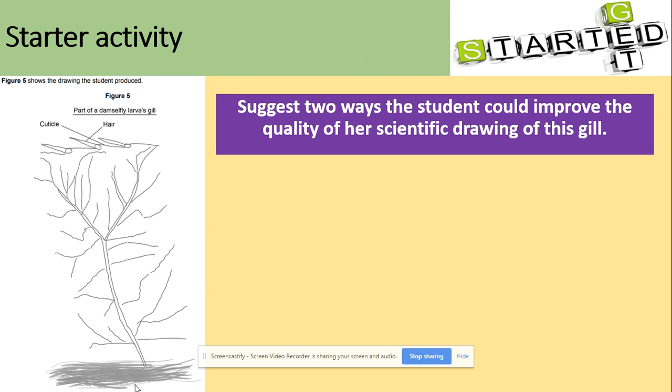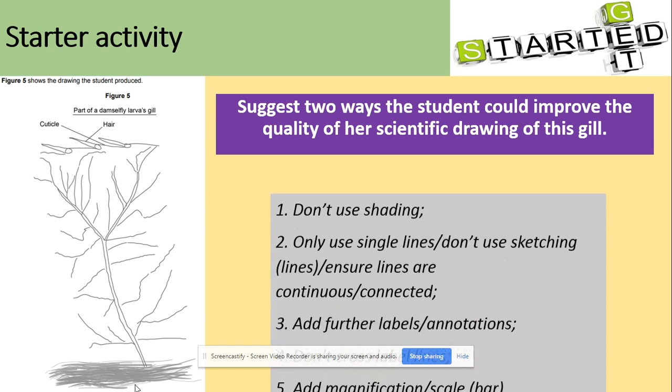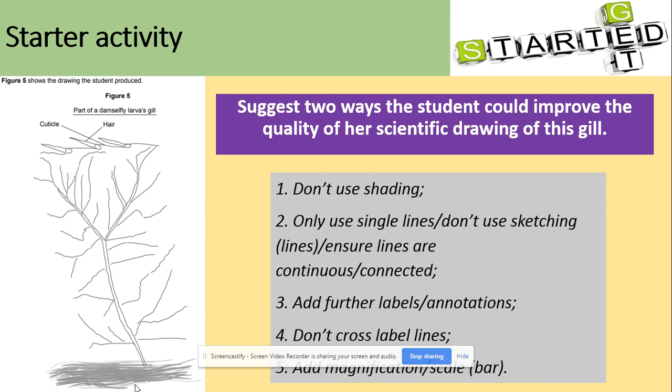I've got the picture here and drawing, and you need to suggest two ways in which you could improve this drawing. Okay, so that's a really common question. So don't use shadings, use only single lines, don't use sketching, add further labels, annotations, don't cross label lines, and add magnification. So that's a really good question to get a few easy marks.